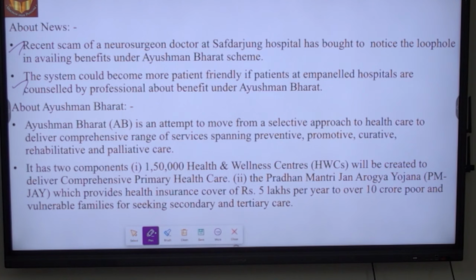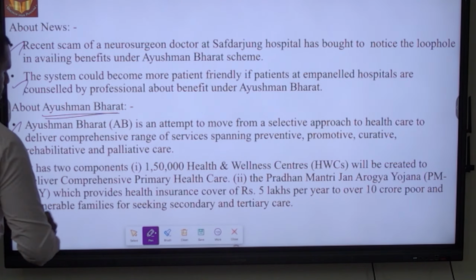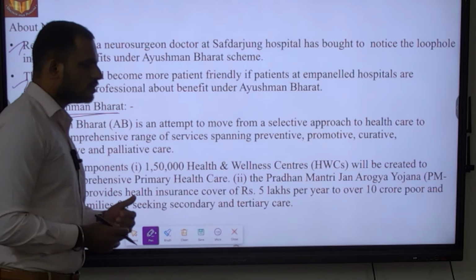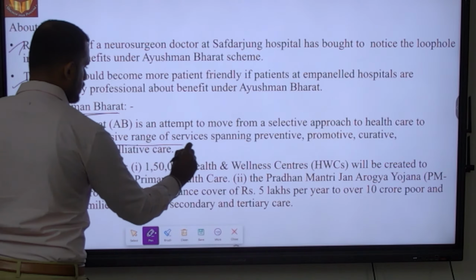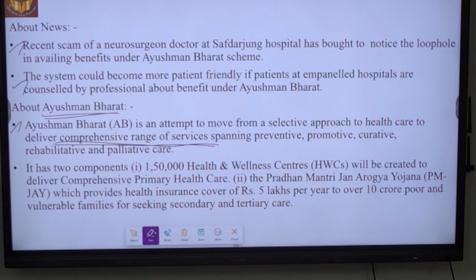So since the news revolves around the scam of a neurosurgeon in relation to the Ayushman Bharat, we should know what the Ayushman Bharat scheme is about. The Ayushman Bharat is an attempt to move from the selective approach to healthcare to a comprehensive range of services, spanning preventive, promotive, curative, rehabilitative and palliative care.